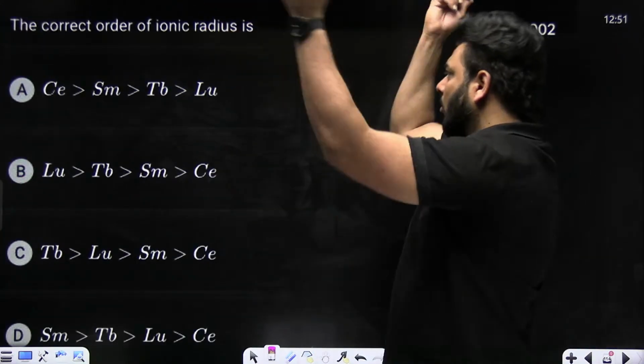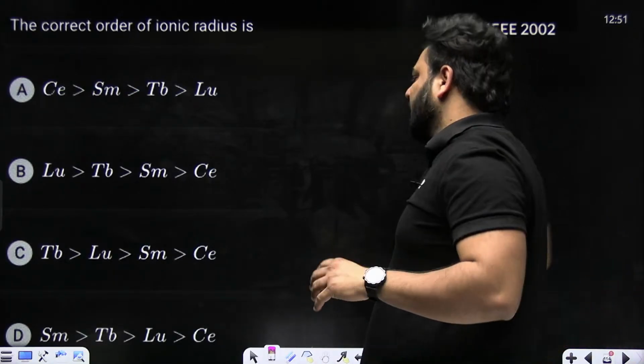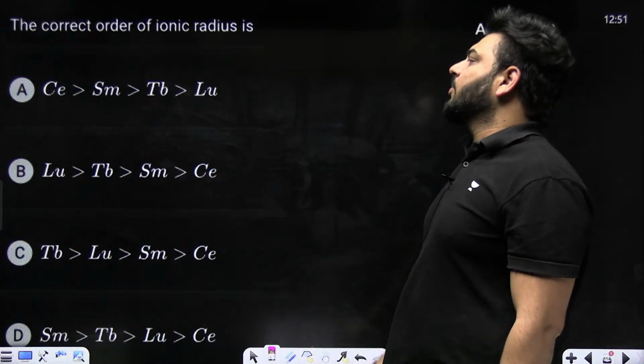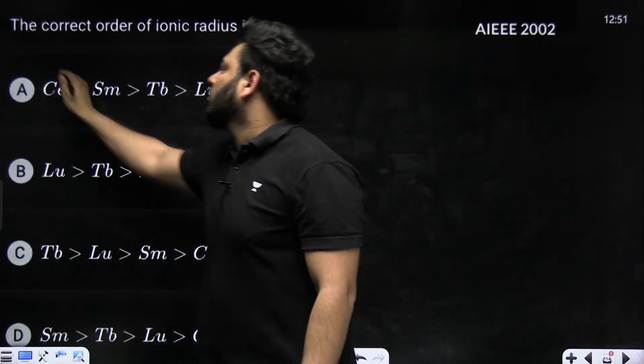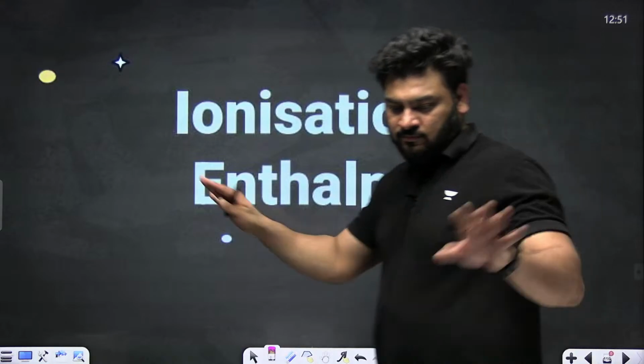Next, correct order of ionic radii. Again the same question, and we all know that it decreases. So A is the correct answer. That's how we ended it.